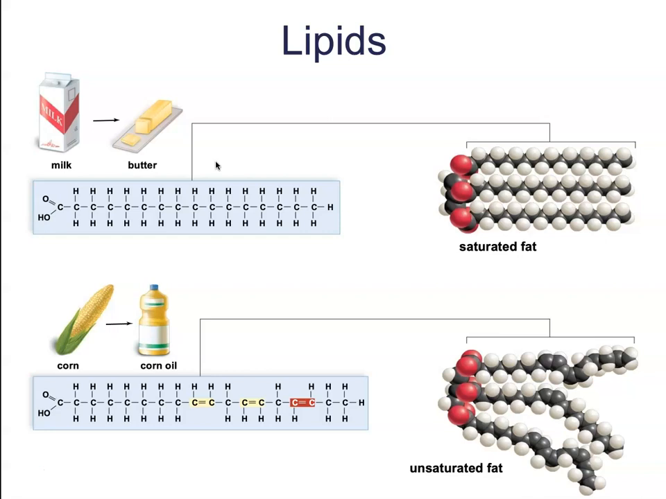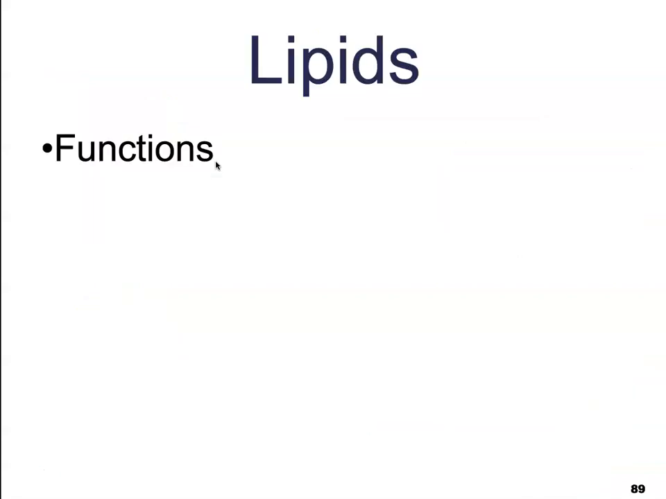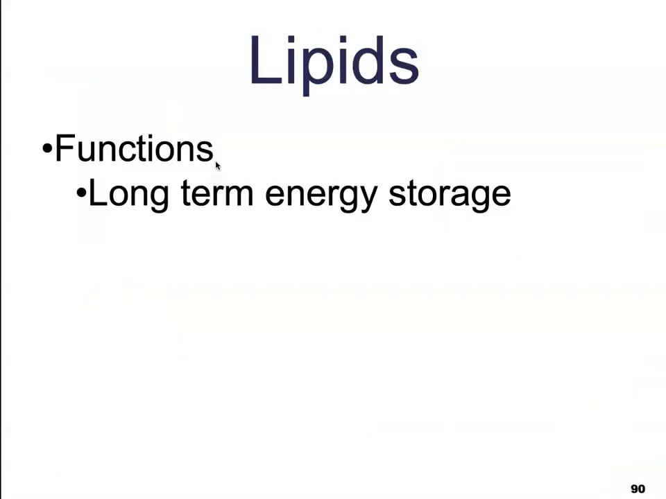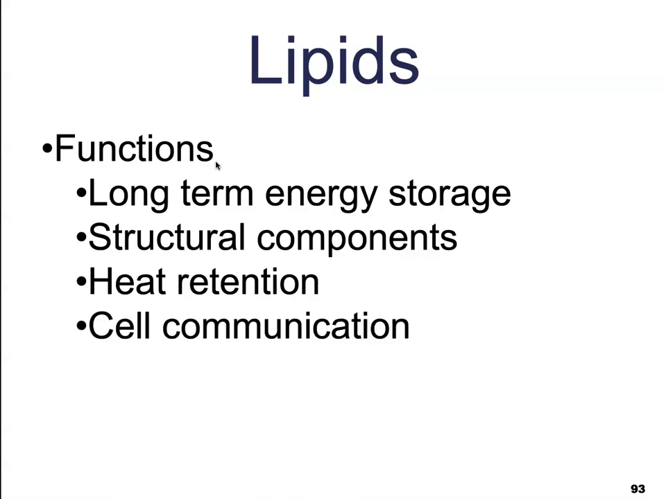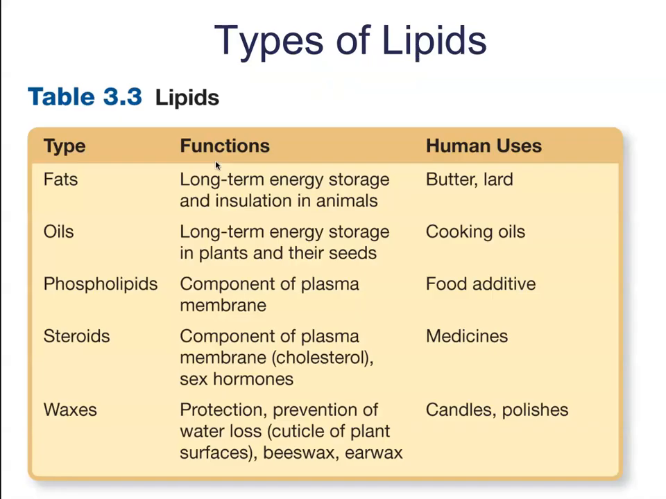Now, lipids have a couple of interesting functions, and you may be familiar with a few of these. Number one, long-term energy storage. This is typically what we think of as the purpose for lipids. However, they do have a couple of other key functions, like number two, structural components. They form a very important structural feature for a lot of organisms. They're also responsible for heat retention, cell-to-cell communication, and protection. And we're going to walk through some of the different types of lipids and their functions.